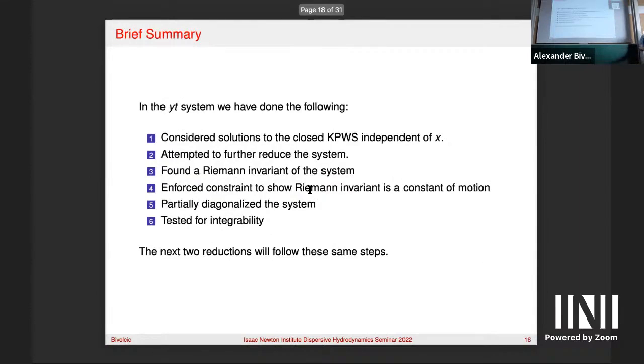And so a quick summary, because the other two reductions are going to follow the same procedure. We're going to start with the closed 5-component system, right? We consider solutions independent of X. We attempt to further reduce or simplify the system down from there. We find a Riemann invariant. We hope, or we expect at least, that once we enforce the full compatibility conditions, that Riemann invariant will be a constant of motion. And then we can partially diagonalize the system and test for integrability. So we're going to do this twice more. But since we've done it once, it'll be easier.